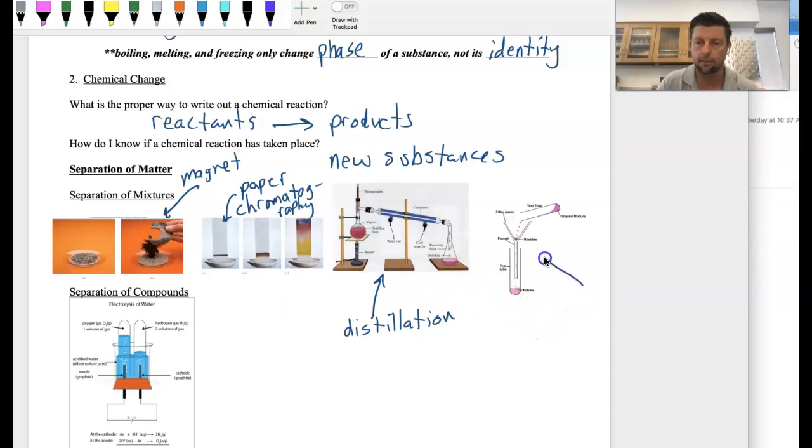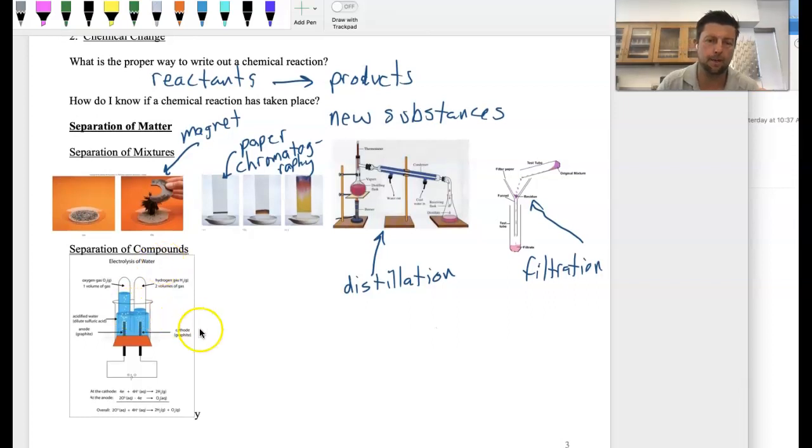And this one, of course, is filtration, where we're separating things based on particle size. So the very small filtrate water molecules, solvent molecules can go through the filter, and then the residue will just stay behind in the filter. The last thing I want to mention is how to separate a compound. The only way to do so is by a chemical reaction.